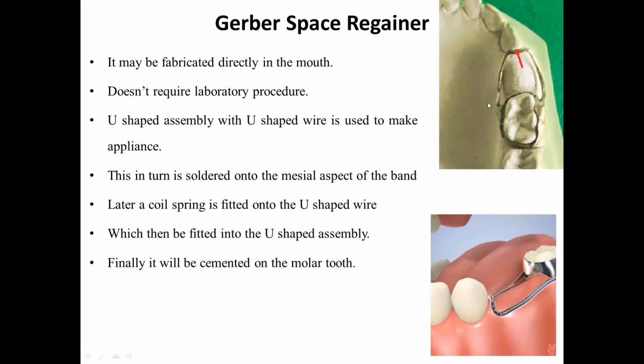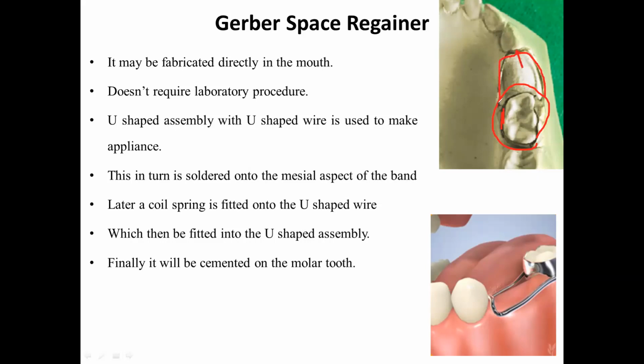This appliance somehow resembles both the appliances which I've discussed earlier. The only difference is that you do not need any lab procedure with this. You just fabricate it in the mouth. You need an appropriate size molar band. After having the appropriate size molar band, you take the wire. First of all, you make a U shape of the wire.